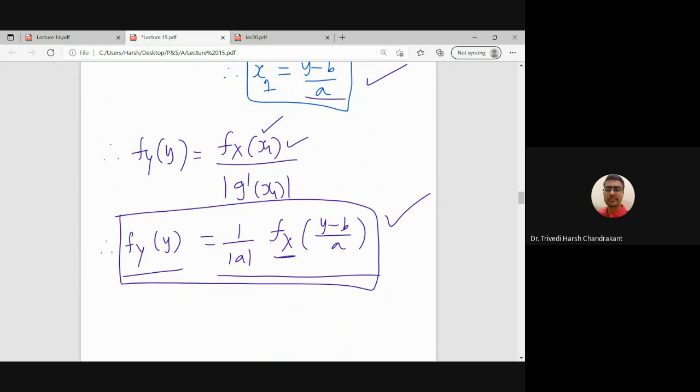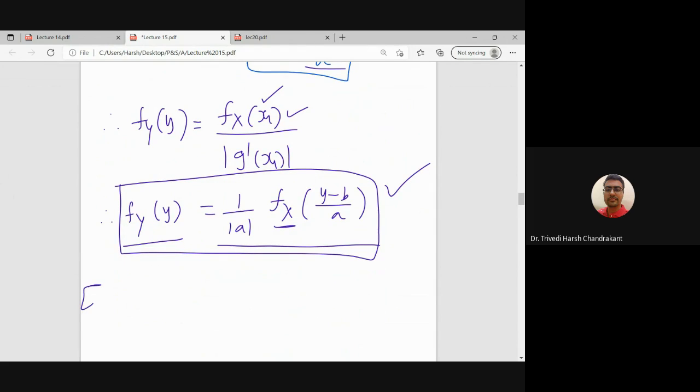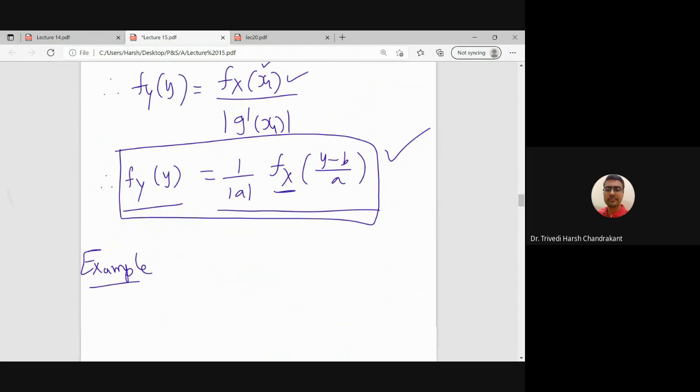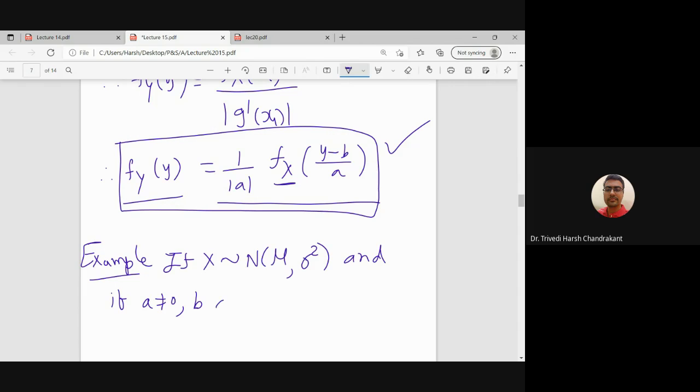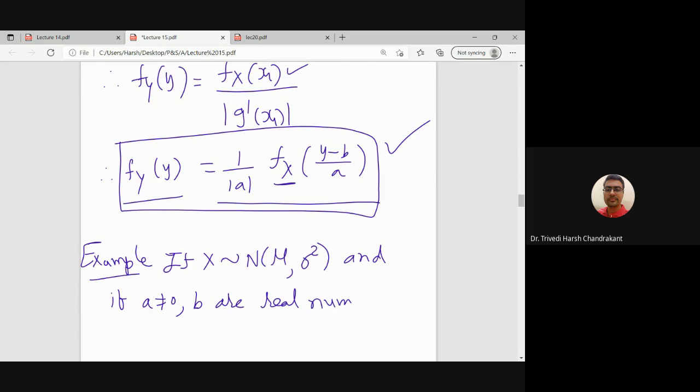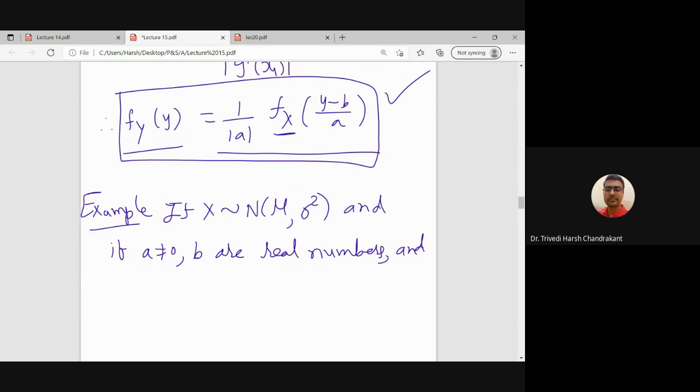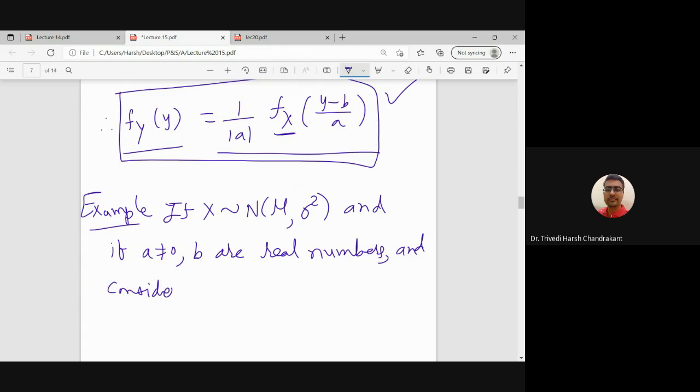Let us first take some example. The first example we are considering is a normal random variable. So if our random variable follows the normal distribution with mean mu and variance sigma square, and a is a non-zero number, and a and b are real numbers, and consider a new random variable.